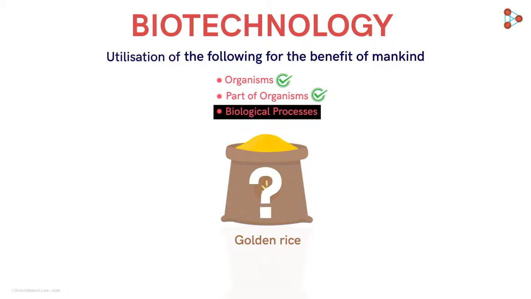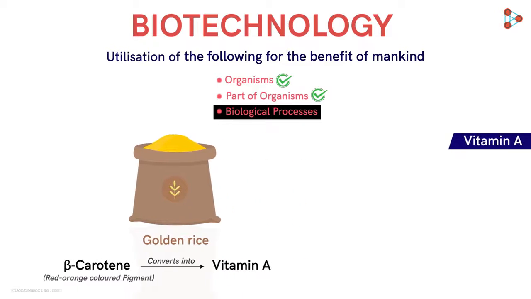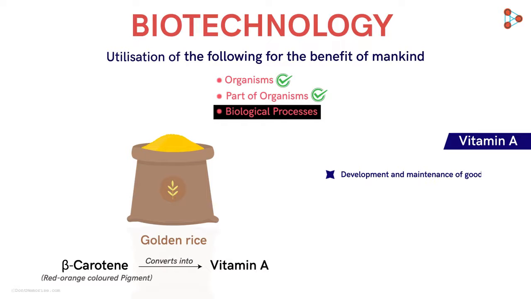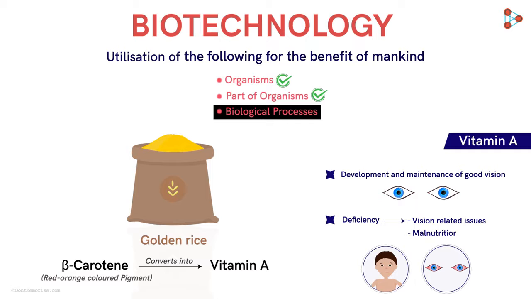But what makes this rice yellowish and so important? It's the presence of beta-carotene in the rice. And what is that? Beta-carotene is a red-orange colored pigment which gets converted to vitamin A in the human body. We all know the importance of this vitamin. It is most essential for the development and maintenance of good vision. The deficiency of vitamin A causes vision-related issues and malnutrition.